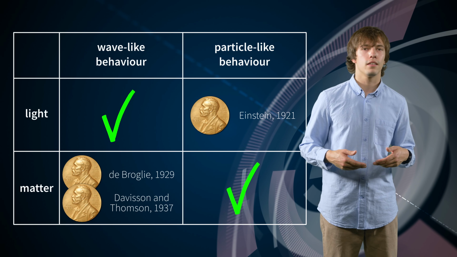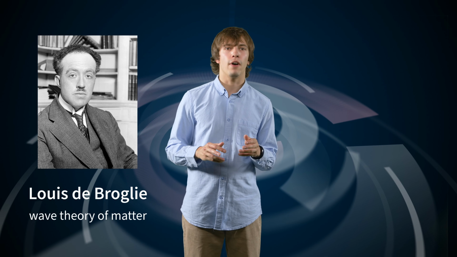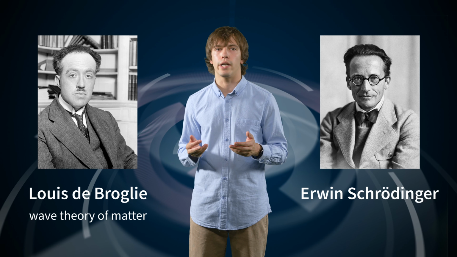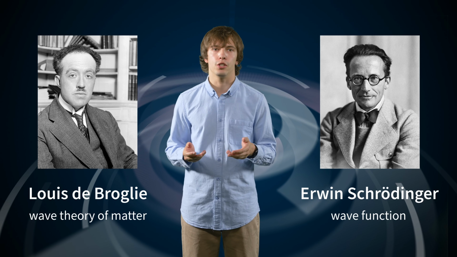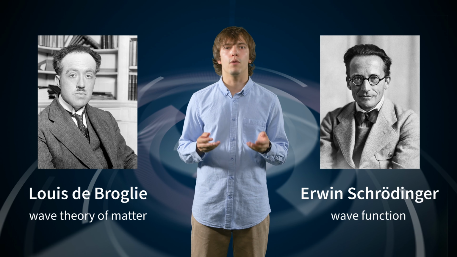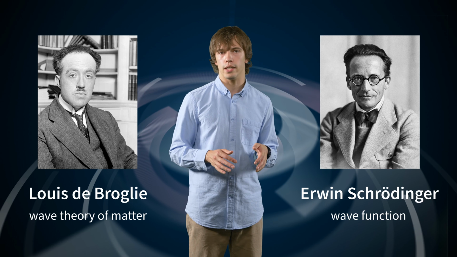De Broglie's wave theory of matter was refined by Austrian physicist Erwin Schrödinger. Using classical wave physics, he came up with the concept of a wave function, a mathematical description of the wave properties of all quantum objects.